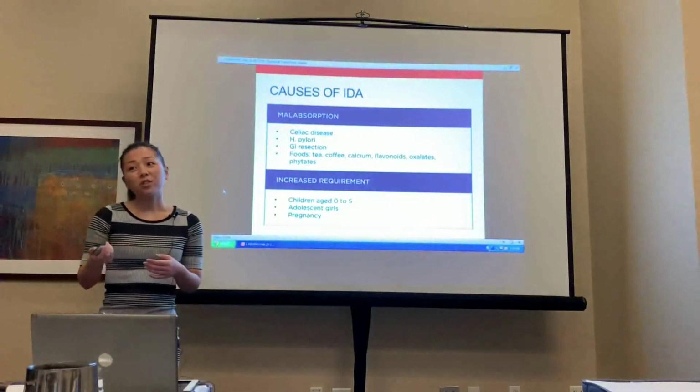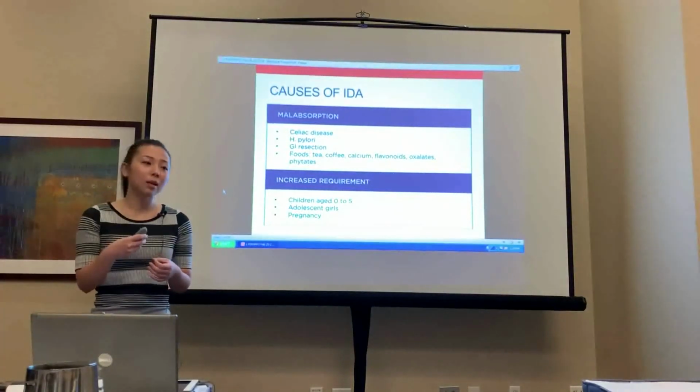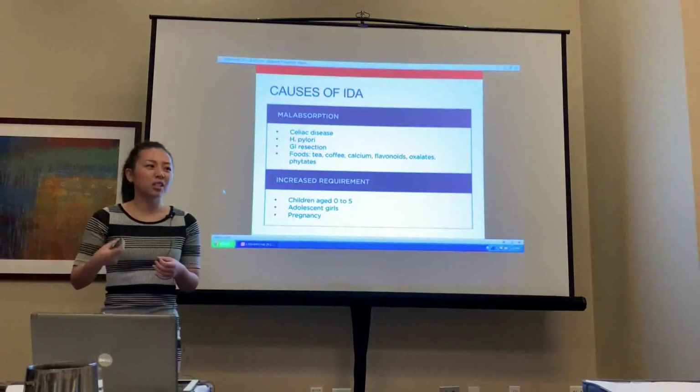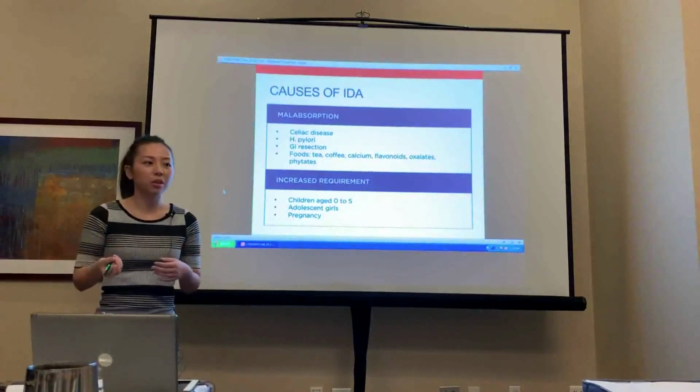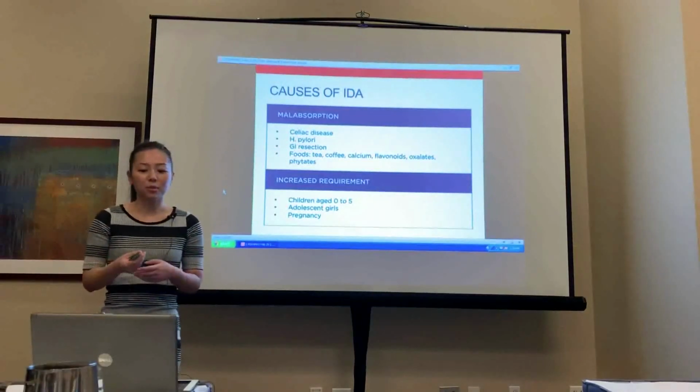Tea and coffee are two huge ones. They actually contain phytates that are really big culprits at binding to iron and not allowing absorption. I think a lot of patients take their iron first thing in the morning with their coffee, not realizing that it's the coffee that's really inhibiting the absorption.